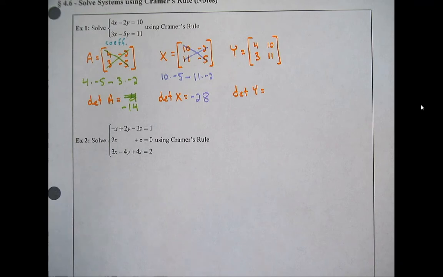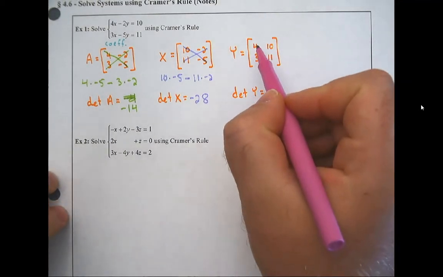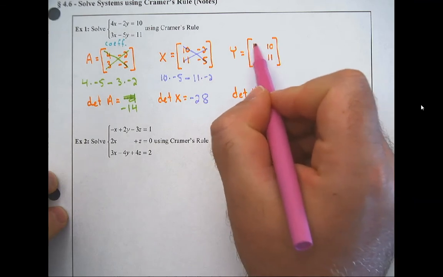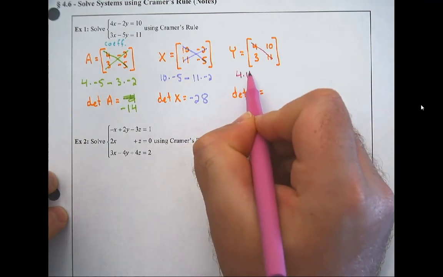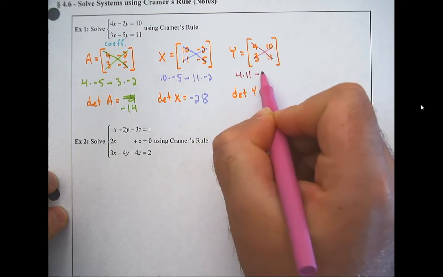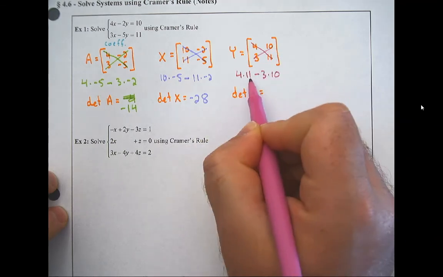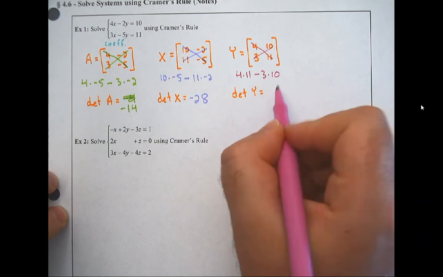And then finally, in our last matrix, let's do, what would be a good color here? Just go with a reddish pink. 4 times 11, minus 3 times 10. 4 times 11 is 44. Take away 30 is 14.